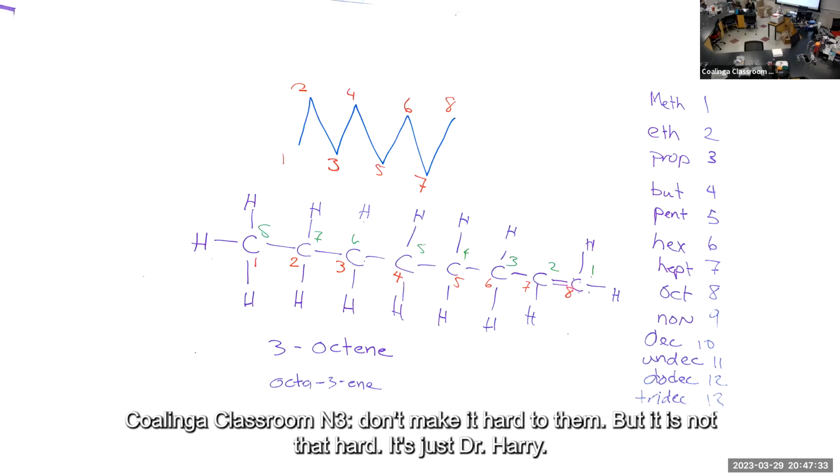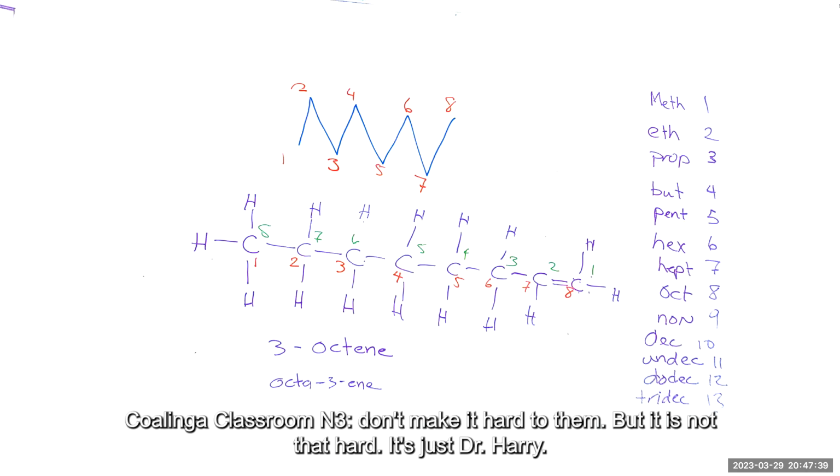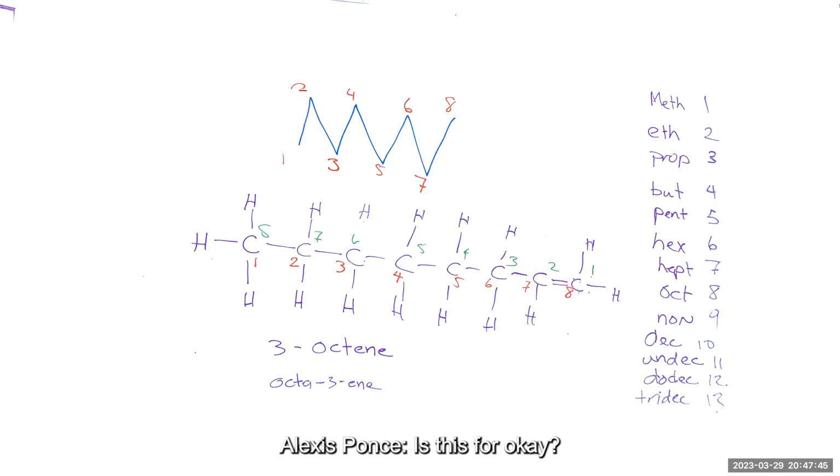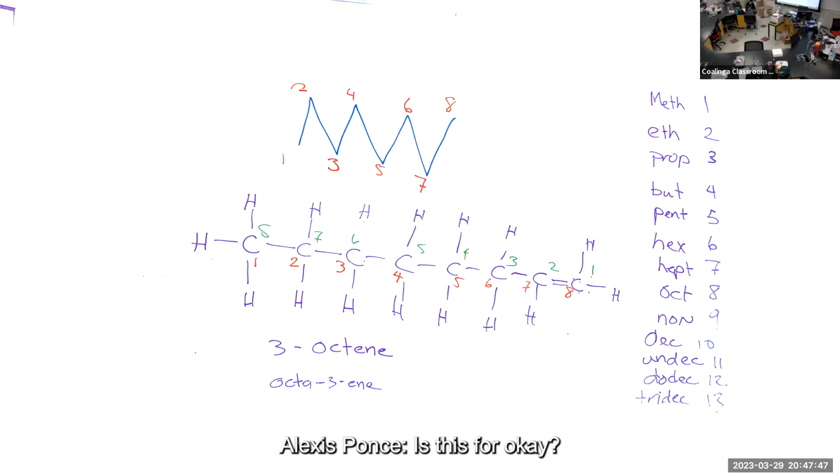Don't make it harder than what it is. It's not that hard. It's just counting. All you gotta do is count. If it was in the middle, like from 4 to 5, in both cases you count, it's 4. Doesn't matter. Then it's just 4.